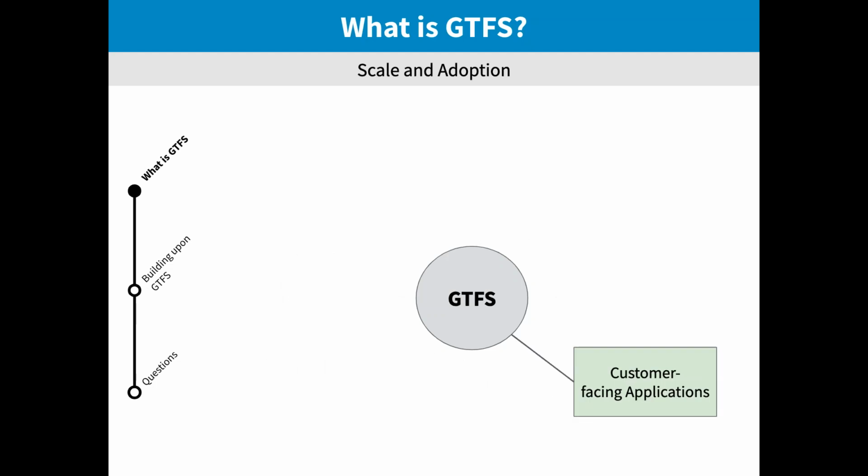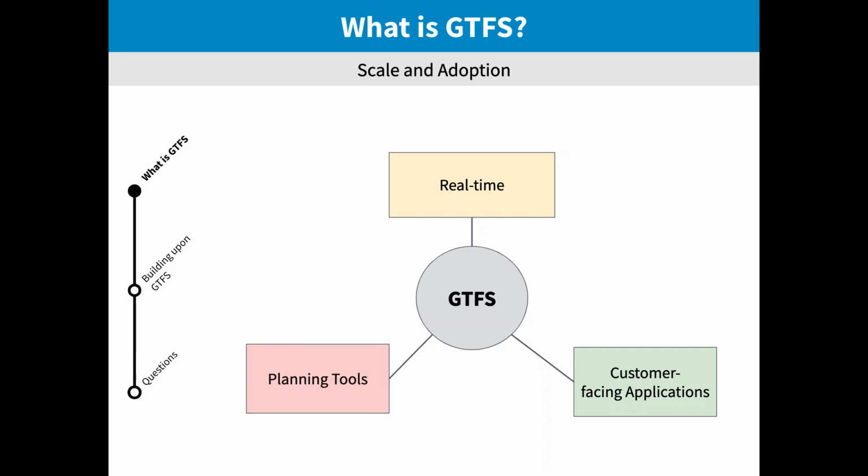Those applications include customer-facing applications like Google Maps and now many other apps. They include now real-time applications, real-time passenger information that's connected with automatic vehicle location. And they include planning tools that allow planners to understand and oversee the network and understand who's being served and how. One thing I want to talk about here is that it's really useful to be using the same data in all these applications.